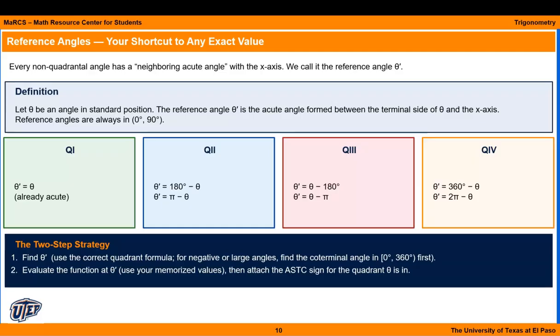A reference angle is the acute angle formed between the terminal side of an angle and the x-axis. Reference angles are always between 0 and 90 degrees. They allow us to use familiar values from special triangles to evaluate trig functions for larger or more complex angles. The process is simple. First, find the reference angle, then evaluate the trig function using known values, and finally apply the correct sign based on the quadrant.